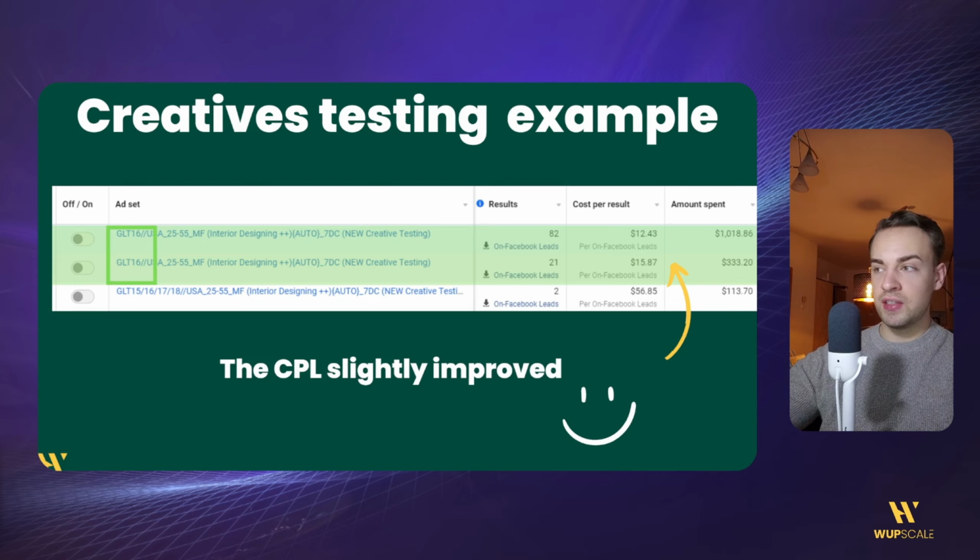So here's a great example of running a copy test and then what you can expect with the creative tests. You'll see first we only had 2 leads on the copy testing, high cost per lead, but once we found some winning copies and we started to test different creatives, you see the CPL really improved. We went from $56 to $15 and $13. So the improvements are huge. The lead volume also improved.